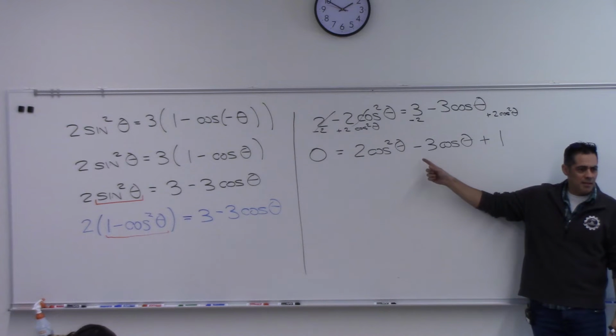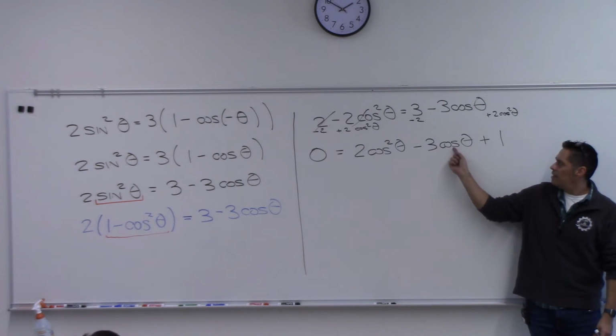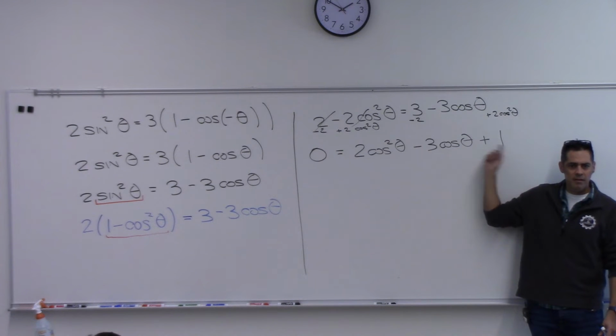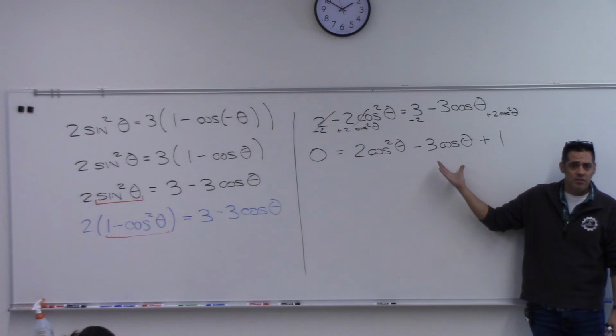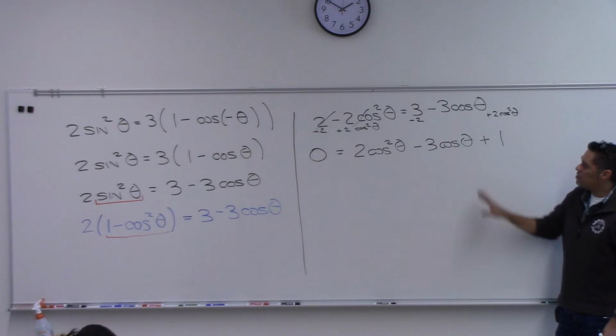Y'all understand why I left it in that order? Why I did it in that order and didn't just put this in front of everything, or this, right? I'm trying to get it quadratic. I'm trying to make this look quadratic. Any questions here?